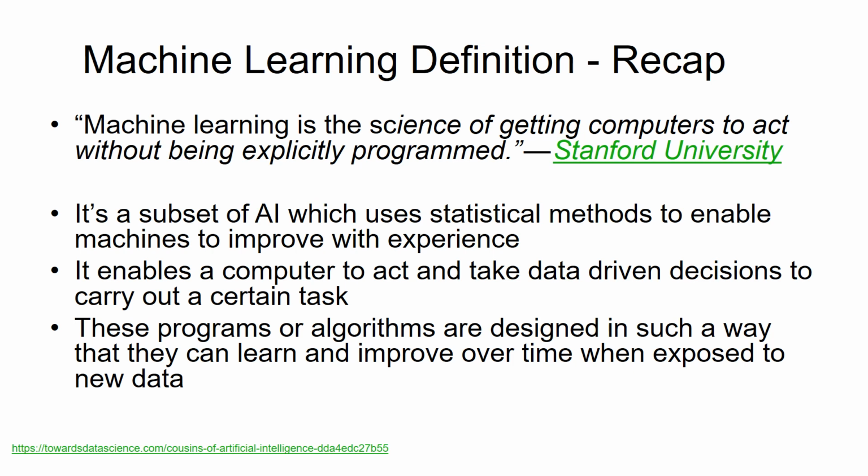So once again, the definition of machine learning: it is a science of getting computers to act without being explicitly programmed. This is the definition given by Stanford University. It's a subset of AI which uses statistical methods to enable machines to improve with experience. So you have plenty of data, and you use statistics to understand the data, to extrapolate and see if you can predict when you get unknown data.